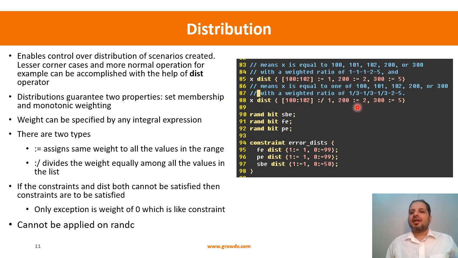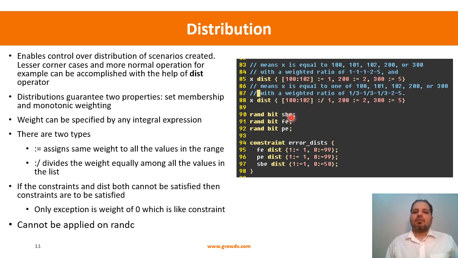And then the remaining two, of course, we are keeping them the same. So 200 and 300, they remain 2 and 5. Even if I had done a forward slash, it wouldn't make a difference because it's just a single value. So it will remain the same. But when I have a range, it gets divided equally.